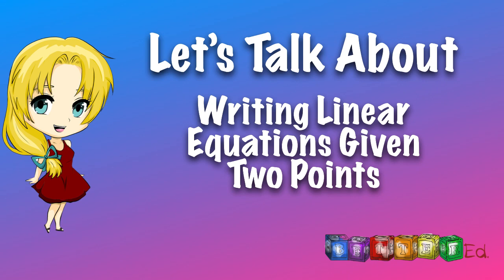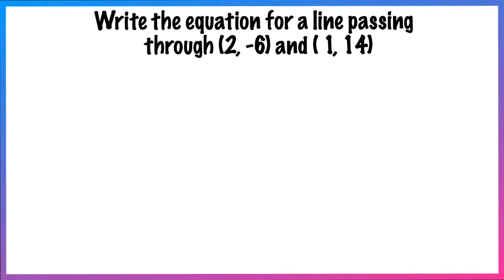Let's talk about writing linear equations given 2 points. Write the equation for a line passing through (2, -6) and (1, 14). Let's start by writing our slope formula. M is equal to y2 minus y1 over x2 minus x1. We're going to have to find the slope in order to write the equation for the line.